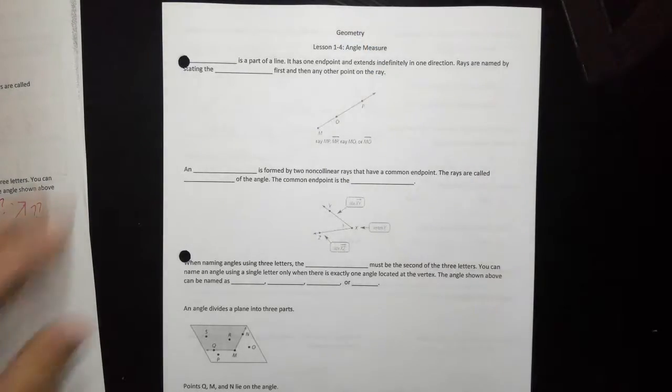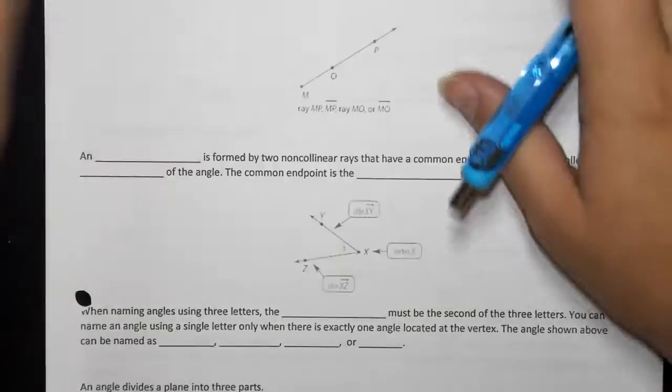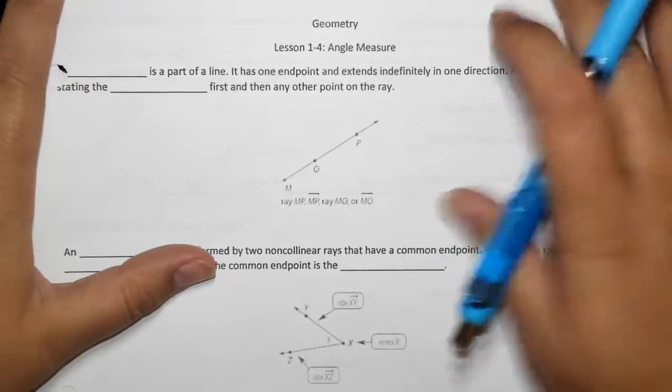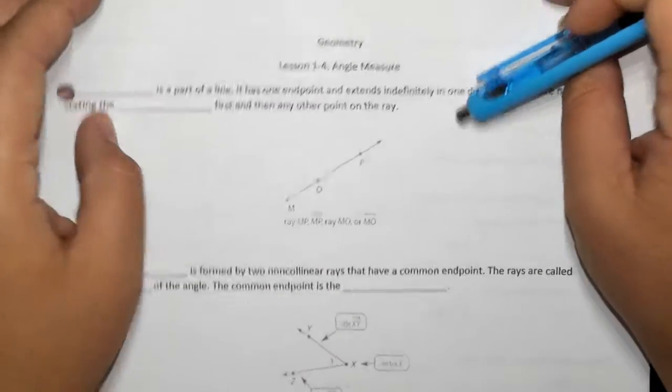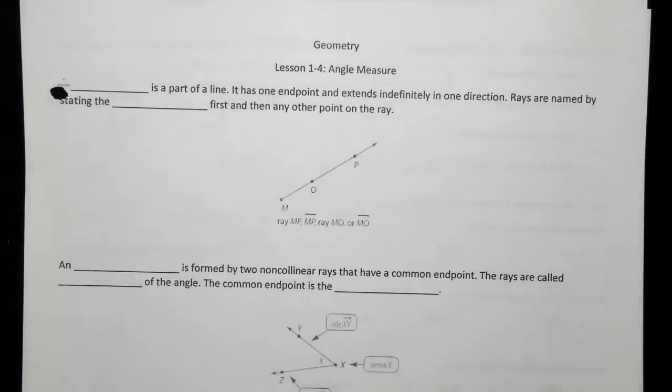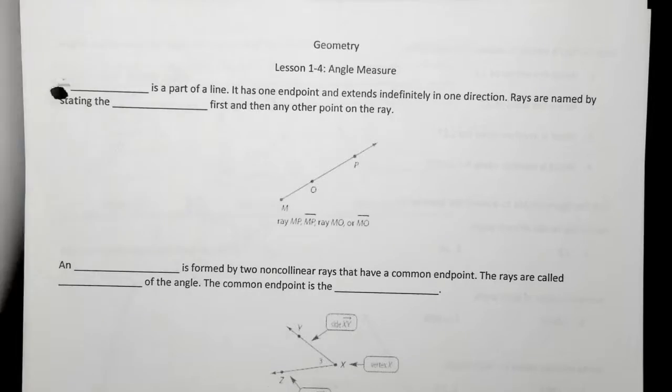So we are starting lesson 1.4. Does everybody have their notes out? This is lesson 1.4. 1.4 is all about what? What is 1.4 about? You didn't get one? Here you go.